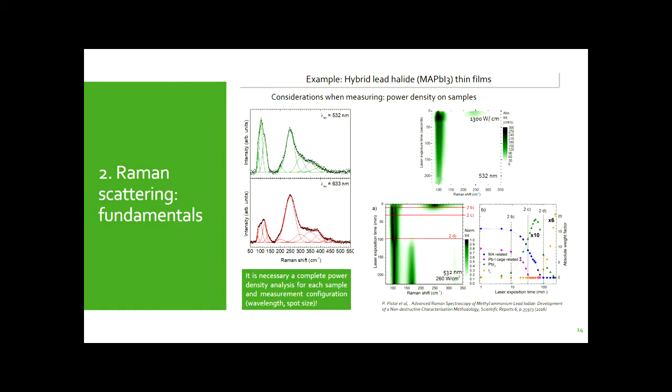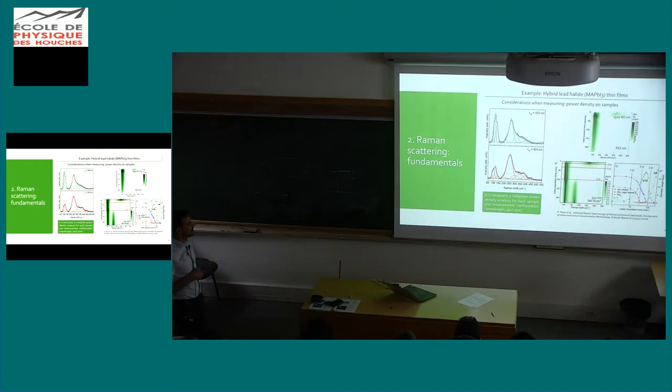And this is another example of how power intensity can really modify a material. These are the very famous perovskites, and you can see here how in this case we even destroy the perovskite, and it's irreversible. You are forming lead iodide here and not recovering your material anymore.